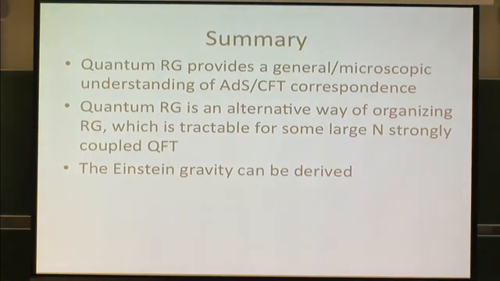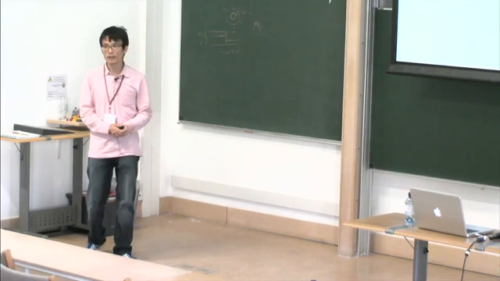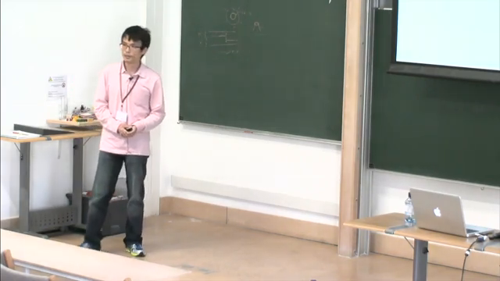So in summary, the quantum RG, I think, provides a general and microscopic picture for the AdS/CFT correspondence. And apart from holography, quantum RG, from the RG point of view, is another, maybe more efficient, way of organizing your RG for large N matrix models. And then under certain assumptions, up to the two-derivative level, you can explicitly see that Einstein gravity emerges in the bulk. Okay, so that's the end. Thank you for your attention.